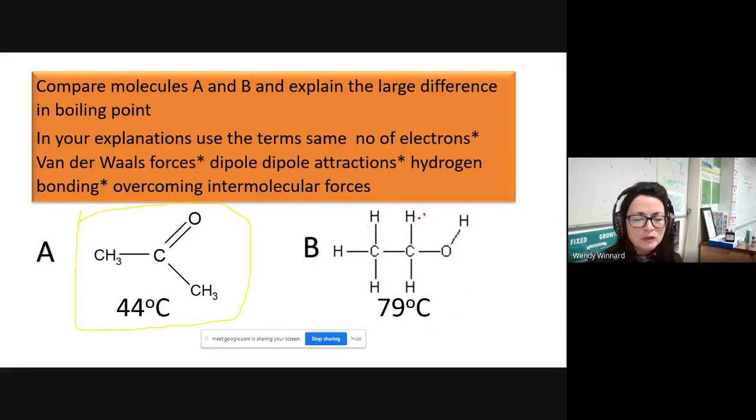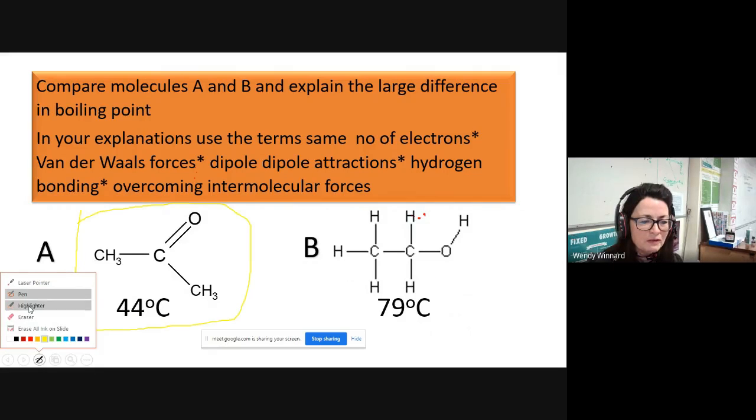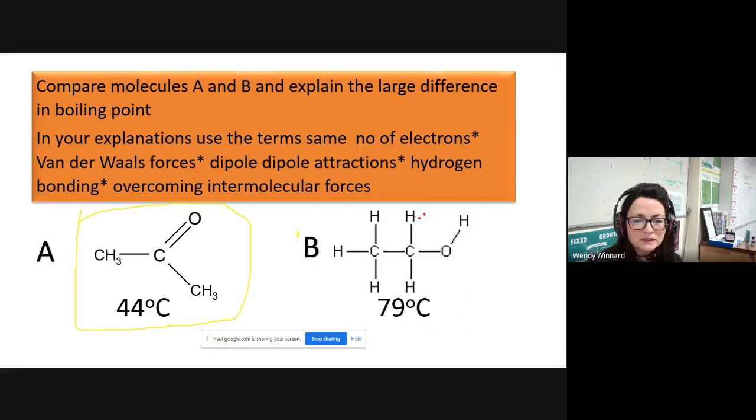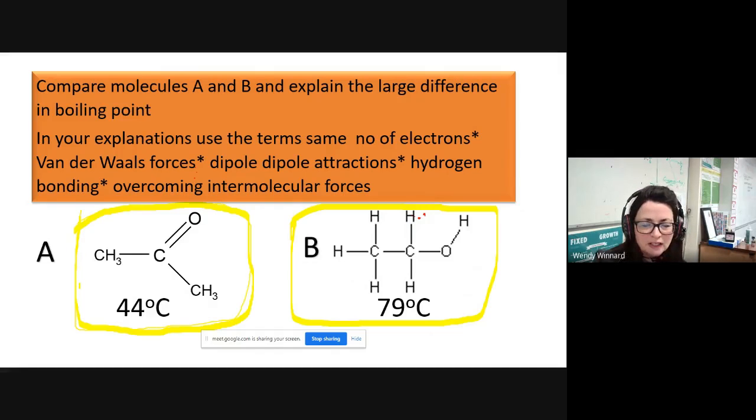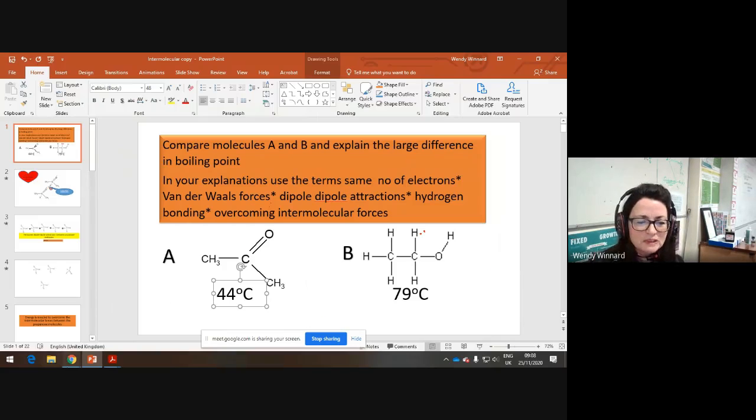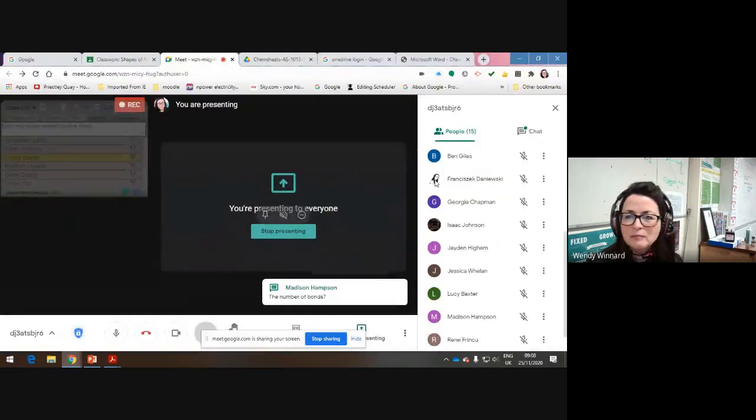But we need to see why this molecule here, A, and molecule B have got profoundly different boiling points. So if anyone wants to type in why A and B might have different boiling points. So why is A's boiling point much lower? That's the temperature at which it turns from a liquid to a gas. Why do A and B have profoundly different boiling points? Any ideas out there? If you want to type that into the text box, anyone got any ideas why they might be profoundly different?